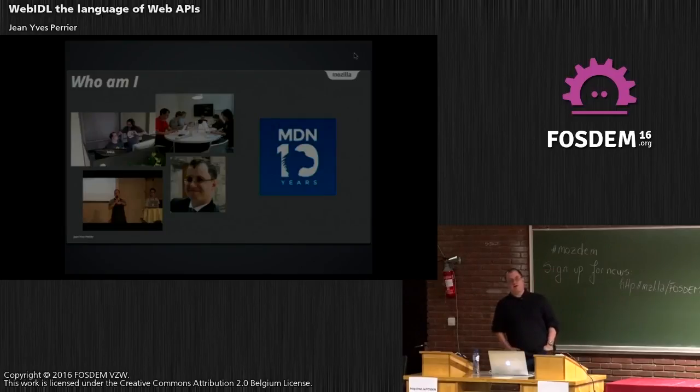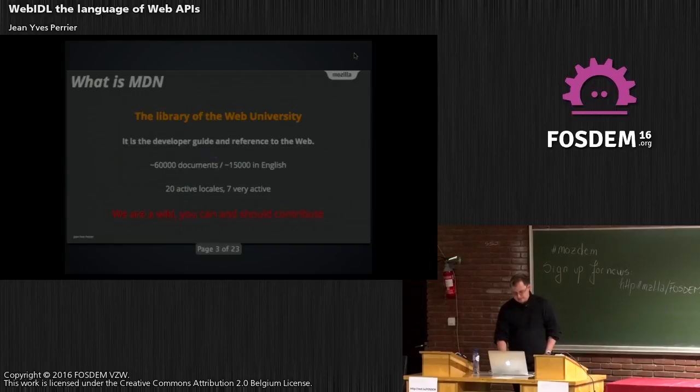So I'm working for Mozilla on the MDN, which is a documentation for developers. I'm based in London, and I sometimes participate in events, so that's always nice to meet other people. MDN last year got 10 years old, so it's the 11th year of the developer documentation at Mozilla. The developer documentation was there earlier, working on a non-wiki website. So MDN, as we see, is a kind of library of the web university.